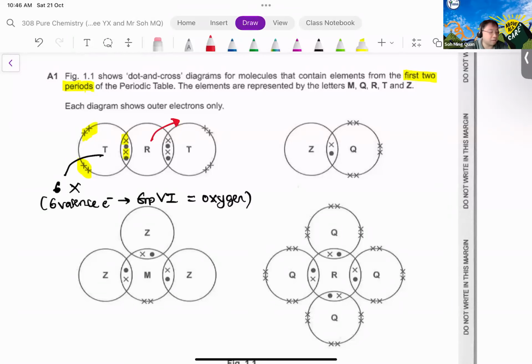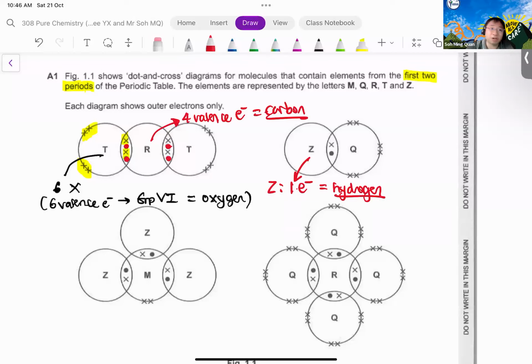R. If you do the same analysis, the dots are R. 4 valence electrons. Carbon. Next, Z. Z only has 1 electron. Hydrogen.